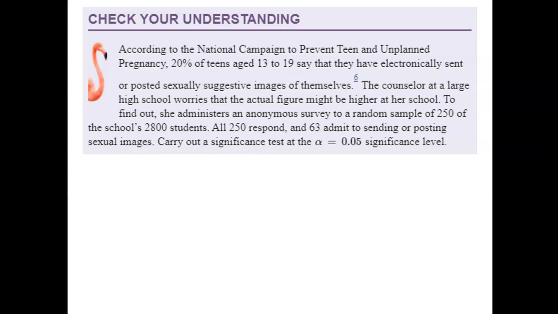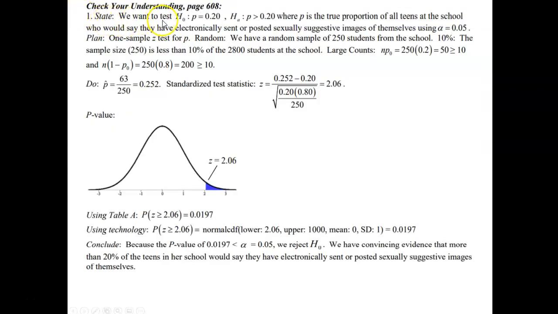So we're going to use our four-step process. First, we're going to state our significance test. We want to test the null hypothesis that the proportion is equal to 20%, and our alternative hypothesis is that it's greater than 20%, where p is the true proportion of all teens at the school, that's the population, who would say they have electronically sent or posted sexually suggestive images of themselves, using alpha of 5%.